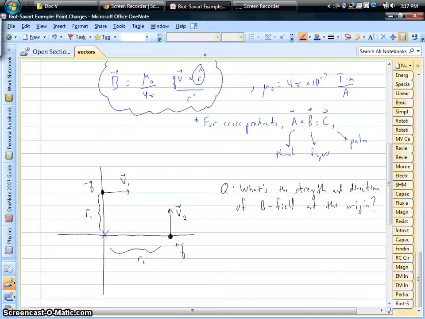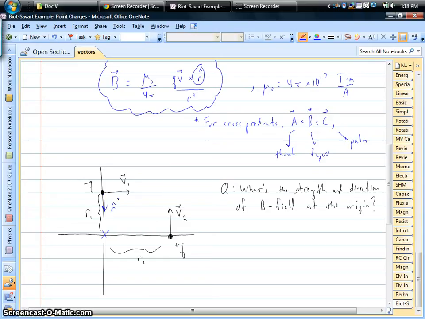What does that mean? R hat is first a unit vector, so it has a magnitude of 1. It won't screw up your calculations at all, and its sole purpose in life is direction. What direction? Well, for example, for this first charge, this negative charge, r hat is a little vector that points down. Why is that? It's pointing from the charge towards the point where we're trying to figure out the magnetism, the origin. So it just shows you what direction you're looking in.